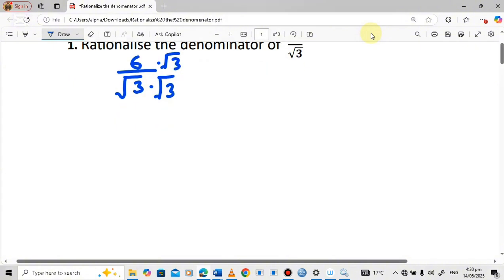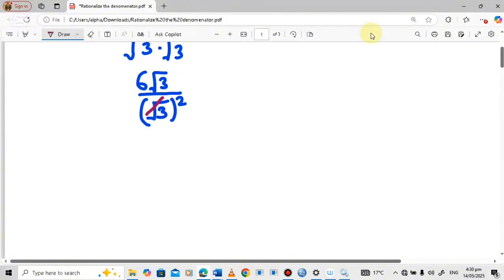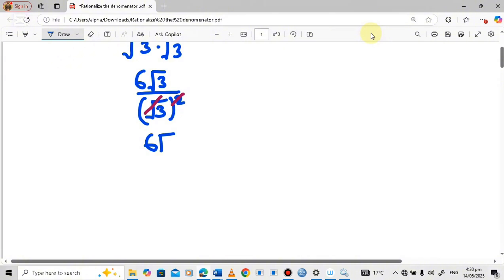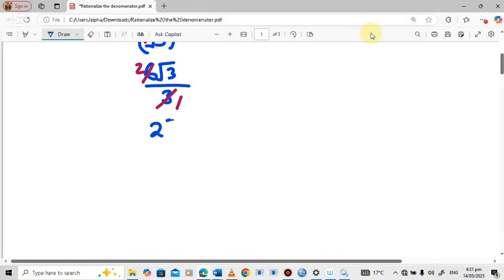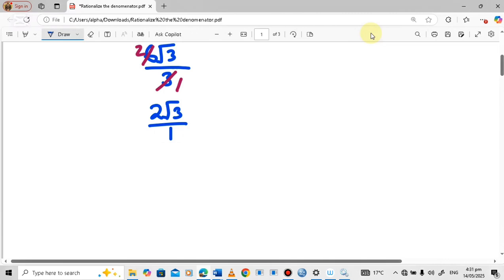numerator. Okay, so we're going to have 6 times the square root of 3 over the square root of 3 times the square root of 3. The square root of 3 times the square root of 3 can be written as the square root of 3 squared. So the square root symbol and the power 2 will cancel. What will remain is 6 times the square root of 3 over 3. Then 3 into 3 is 1, 3 into 6 is 2. So what we have now is 2 times the square root of 3 over 1. So we now have 2 times the square root of 3. Then this is the final answer.